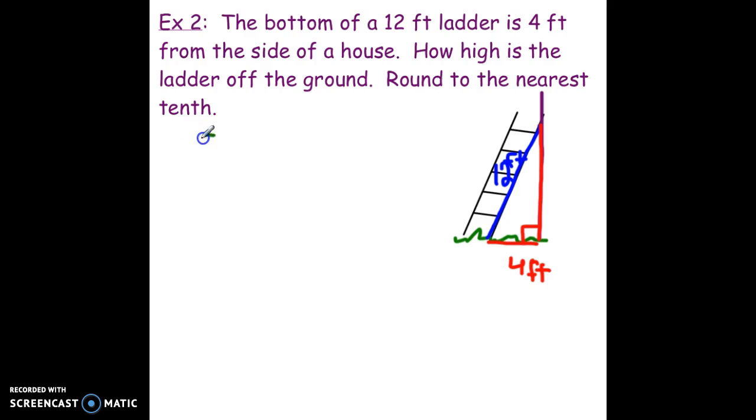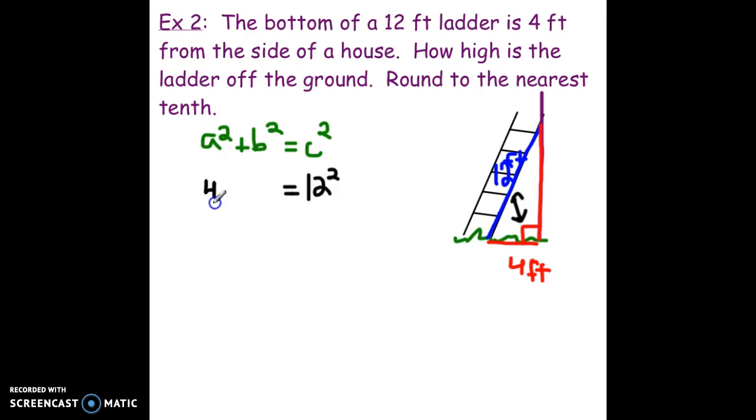So I'm going to start out with my Pythagorean theorem. a squared plus b squared equals c squared. And I'm going to fill in what I know. I know that one side of my triangle is 4 feet, and I know that the side across from the right angle, the hypotenuse, is going to be 12 feet. So I'm going to put in my 12 for my C value. And then just like last time, that 4 feet, it doesn't matter if it's A or B, it's going to work out the same way.